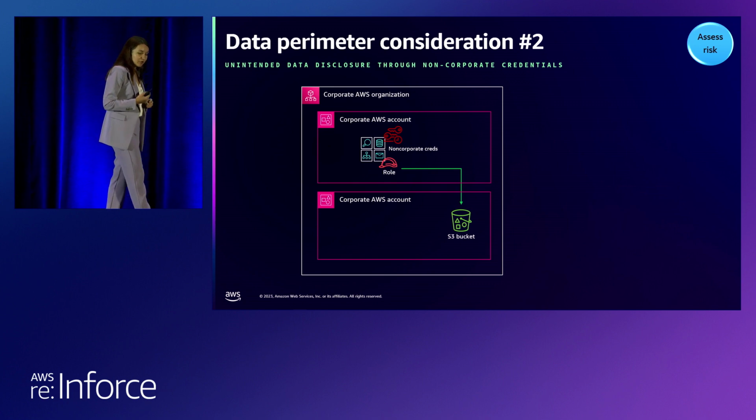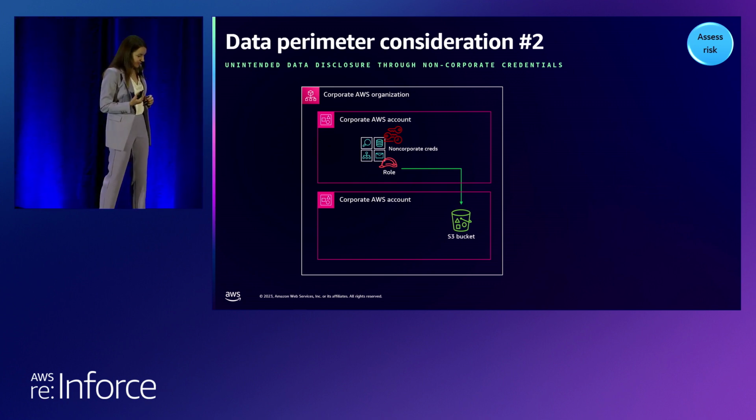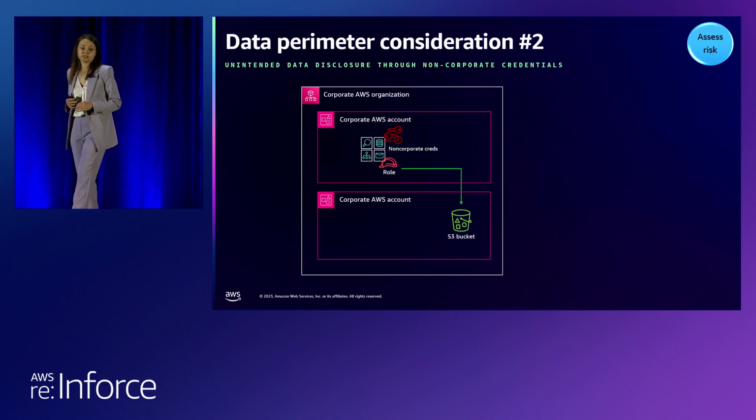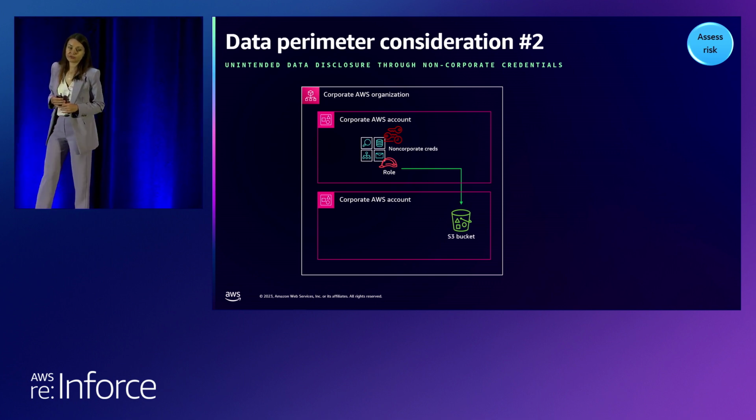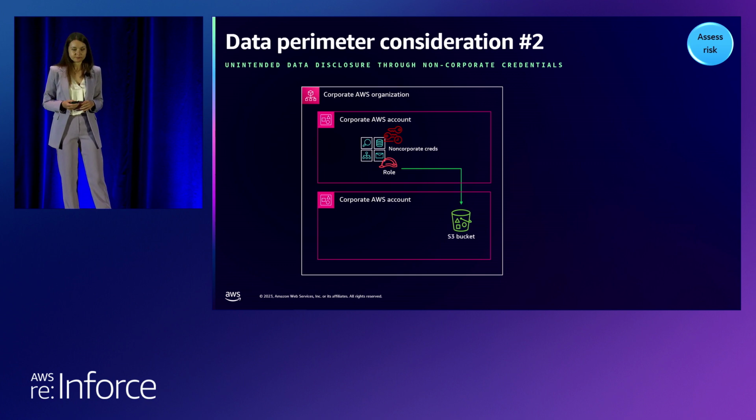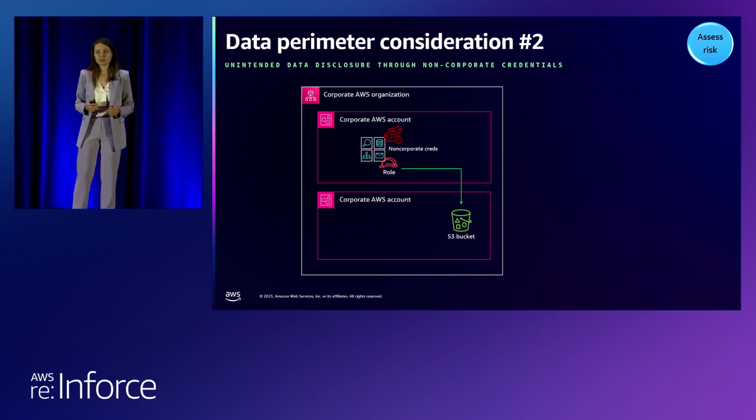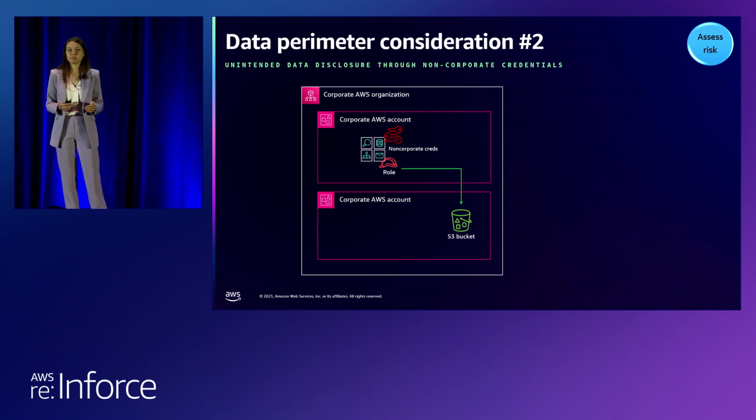All right, moving on. Another threat scenario is related to data disclosure through non-corporate credentials. Here, let's imagine that that application was successfully configured. Now it's running in your VPC.